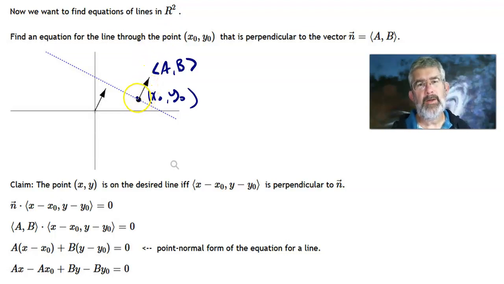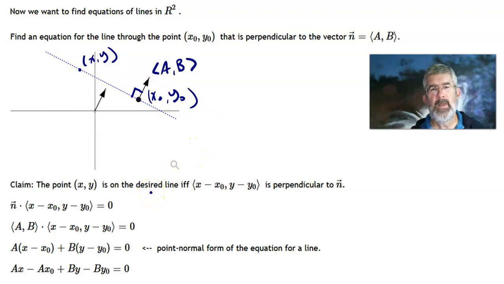I want a line that goes through this point and is perpendicular to that vector. So I have the line dotted in there. This is supposed to be a right angle right here. Okay. And I want to come up with an equation for that line. So what I want to do is find an equation that's true for every point xy that's on that line, and it's false for every point that's off the line.